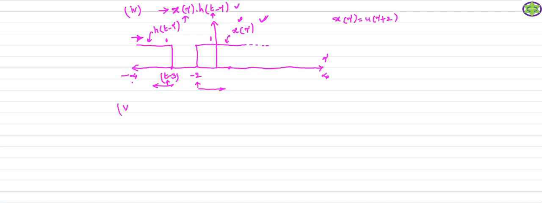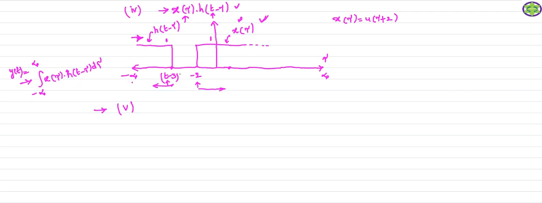Now this is the fifth step, the last step. How can you evaluate this integral operation? The integral is from minus infinity to plus infinity of x of tau, h of t minus tau d tau. This is the integral operation, and this is your output y of t.